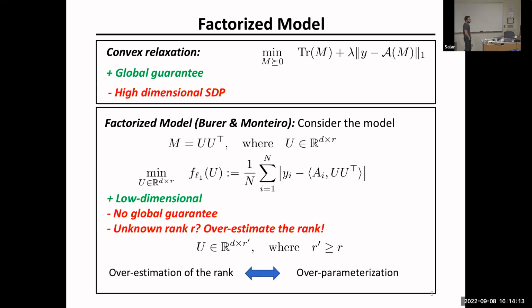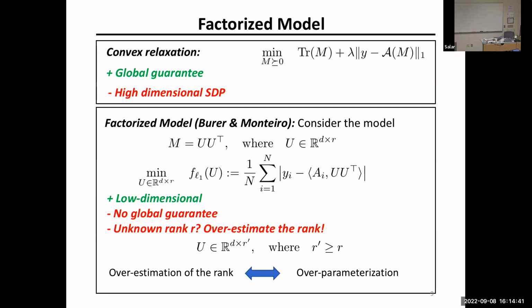Another problem here is the fact that in many cases, we don't know the true rank of the solution. We don't know the true solution, so we don't know the rank of it. So we have no choice but to overestimate it. We overestimate it with some R prime that is greater than or equal to R. That leads to overparameterization in our problem, and in fact, in some cases, our model will have the capacity to overfit to noise.